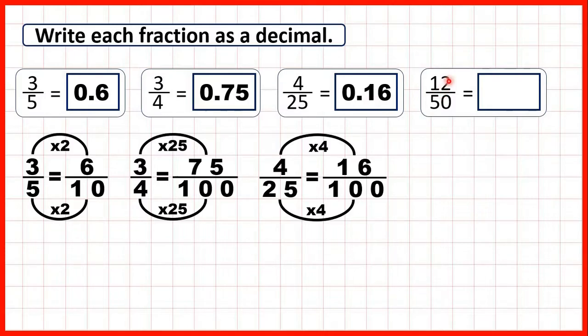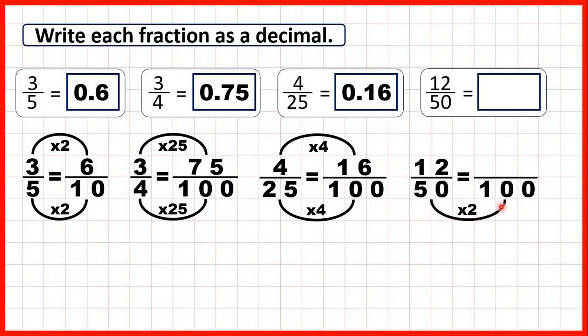Finally, we have 12 50ths. Well, 100 is in the 50 times table because 50 times 2 is 100, so we do the same to the numerator, and 12 times 2 is 24. So now that we know that 12 50ths is equivalent or the same size as 24 hundredths, we know that we can write it as the decimal 0.24.